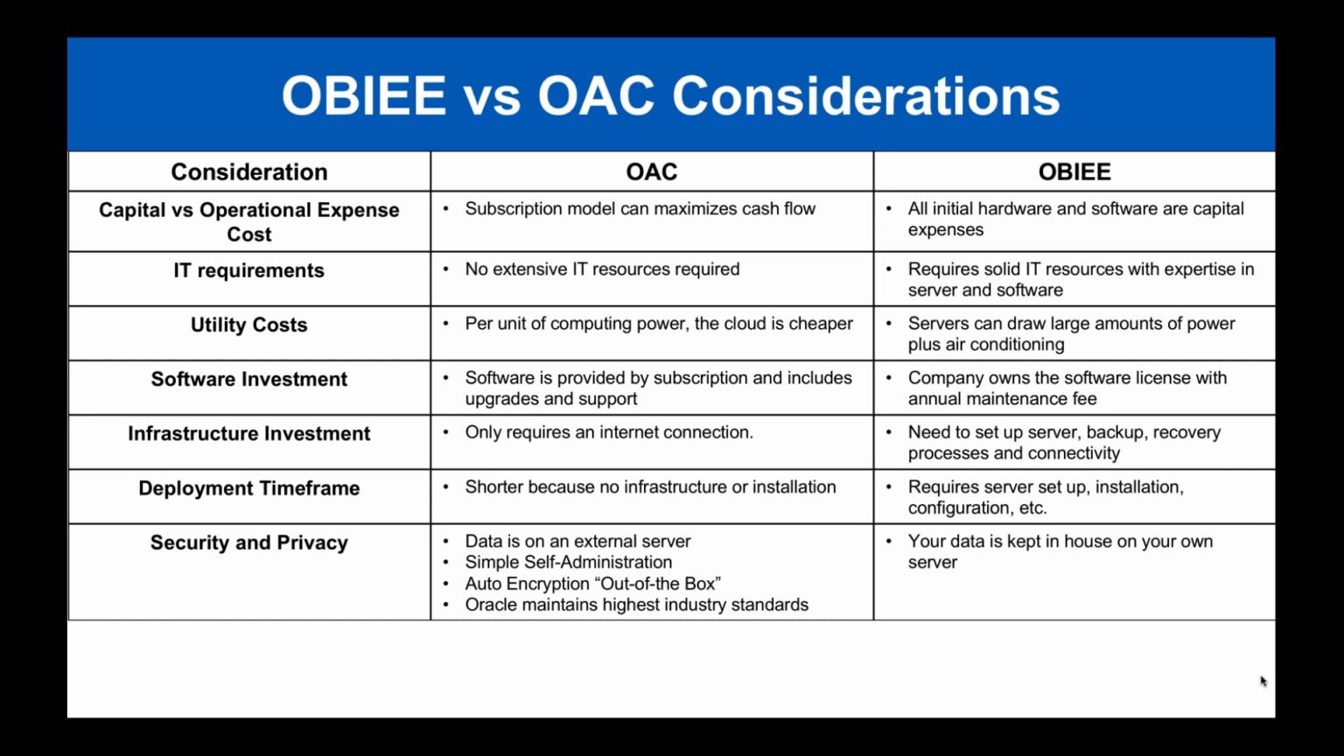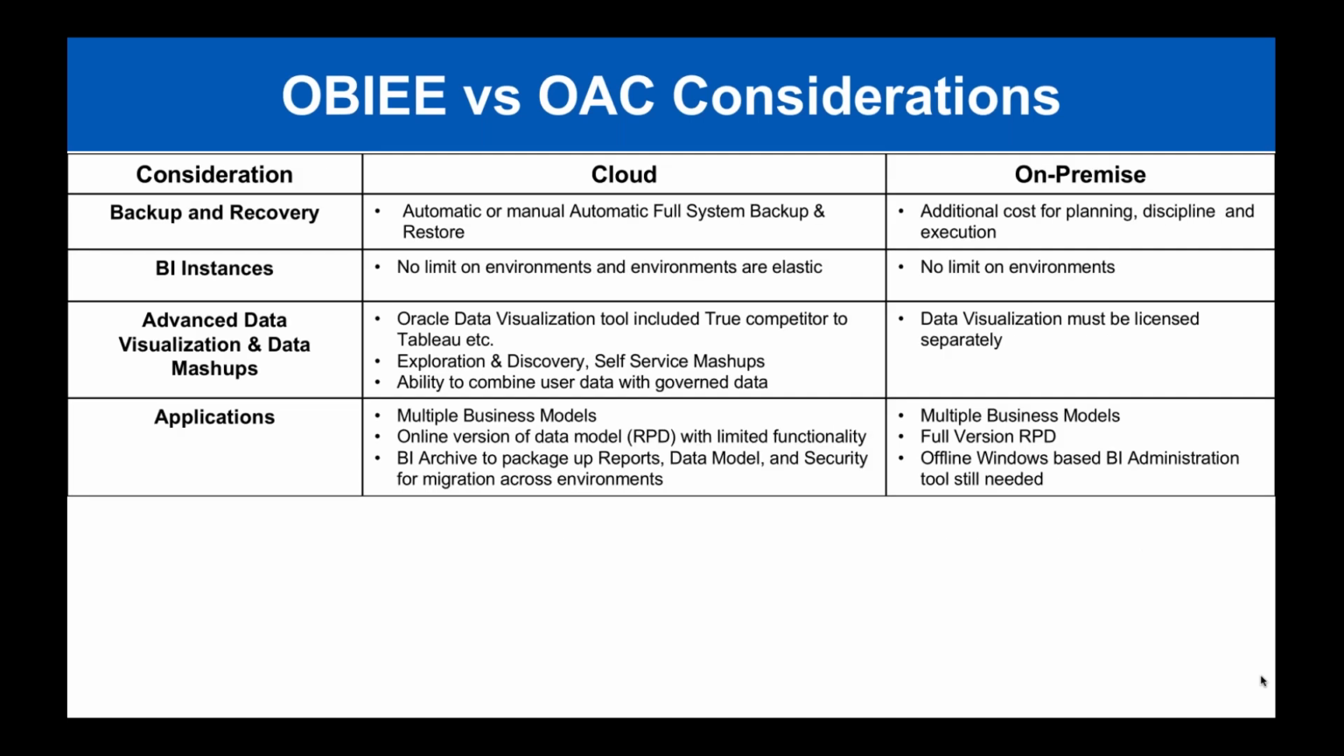Backup and recovery. With the cloud, it's automatic or manual. With on-premise, you've got additional cost for planning. And then what we really often talk about is that you still have to have the discipline and execution. A lot of times we make plans and everything is set up and all the planning's done, but then the discipline, somebody misses something and that doesn't occur. So a lot of that goes away with the cloud.